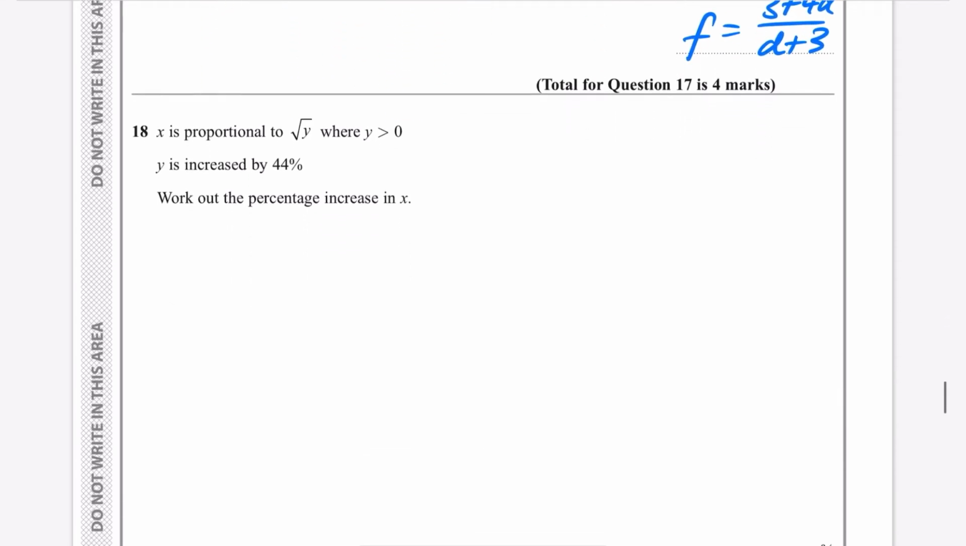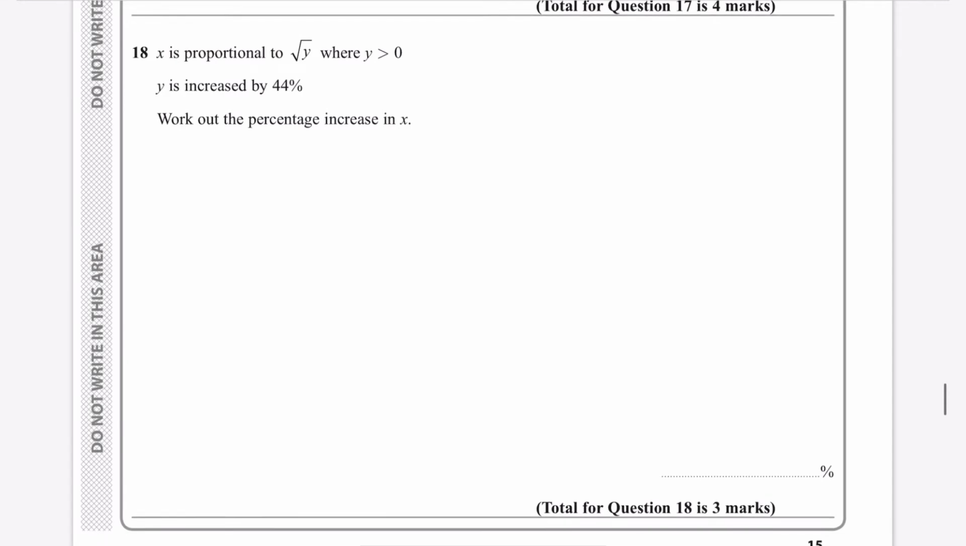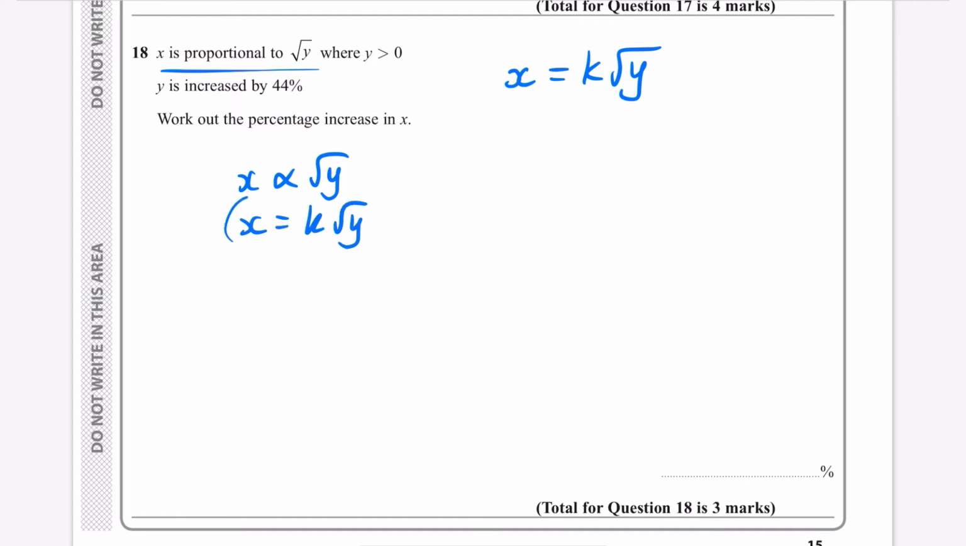Okay, I'm going to do this question here and then I will pause my video and then I'll continue the rest of it. So here it says that x is proportional to the square root of y. That means that x is equal to some constant k multiplied by the square root of y. Sometimes people say x is proportional to the square root of y and then they write that sentence. I like to go straight to this sentence that we've got here, okay?